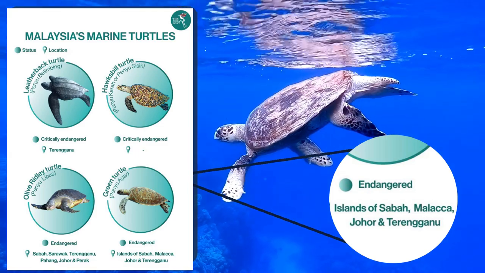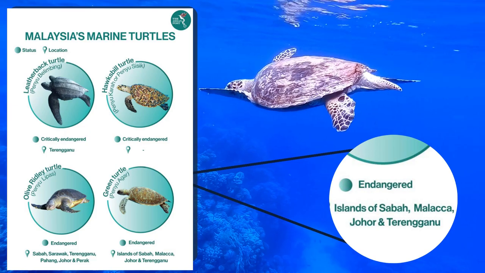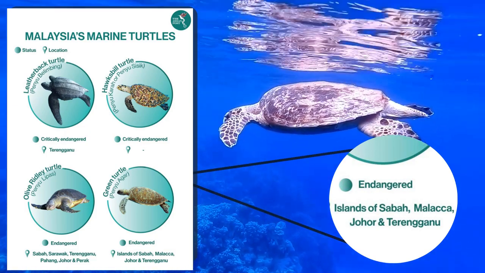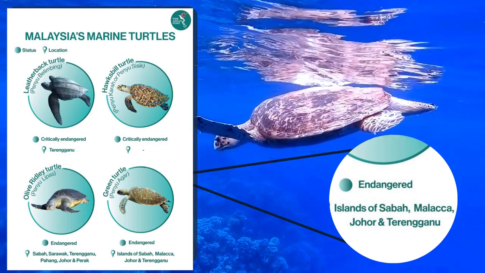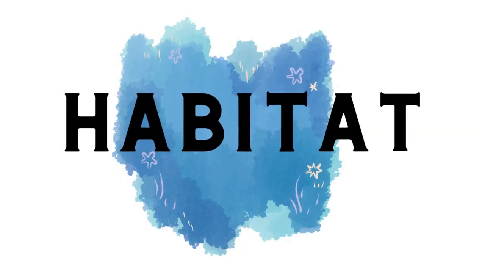Geographical area of the green sea turtle. This endangered species of sea turtle is the most common one in Malaysia. As we know, turtles undergo their lost year and migrate all around the world, but in Malaysia, the hotspots where you can easily find green sea turtles and where they nest are Sabah, Melaka, Johor and Terengganu. However, you can still find them in Sarawak, Pahang and Perak.